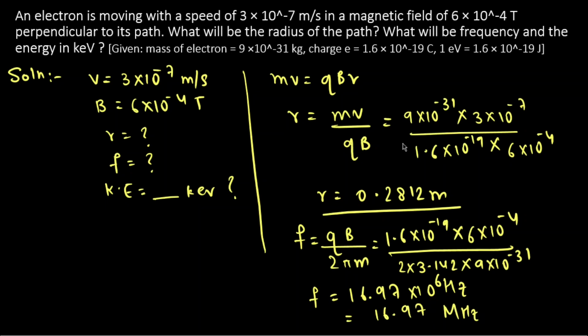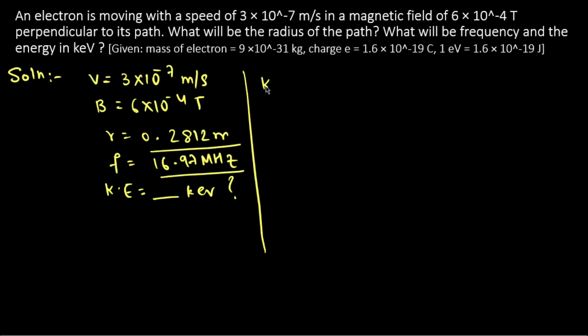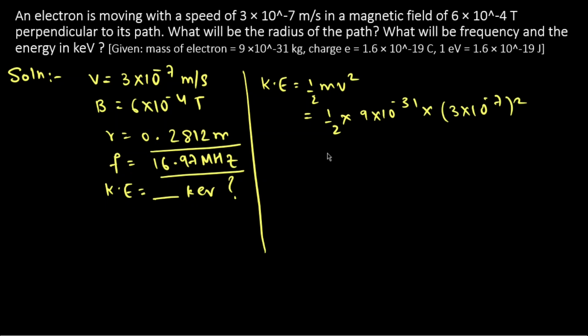Lastly, what we need to find out is the kinetic energy in kilo electron volts. So we know the formula for kinetic energy is half mv square. So putting all these values, that is half into 9 into 10 raised to minus 31 into v square, that is 3 into 10 raised to minus 7 square, and solving this we get the kinetic energy to be 40.5 into 10 raised to minus 17 joules.